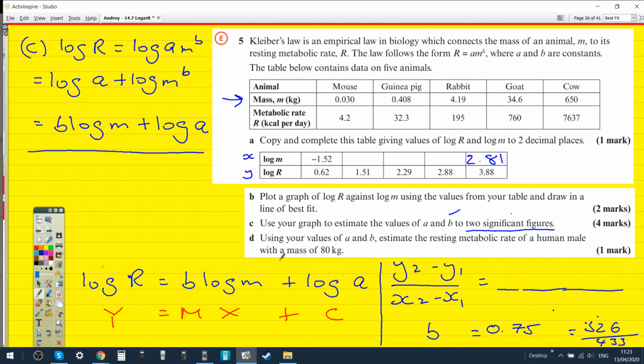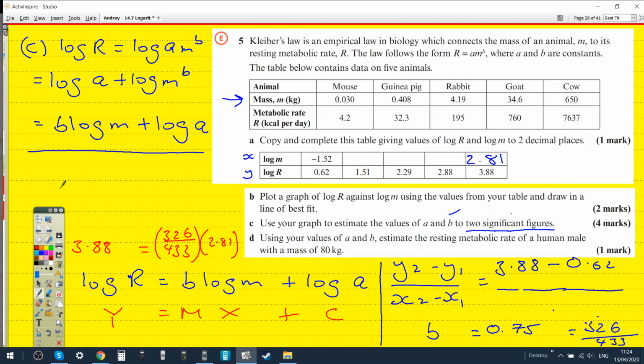What do we get? I just did something like 3.88 equals 0.75 times 2.81 plus c. And you could use the fraction 326 over 400 to make it more accurate. Log m, I got 2.8. I got 1.7725.